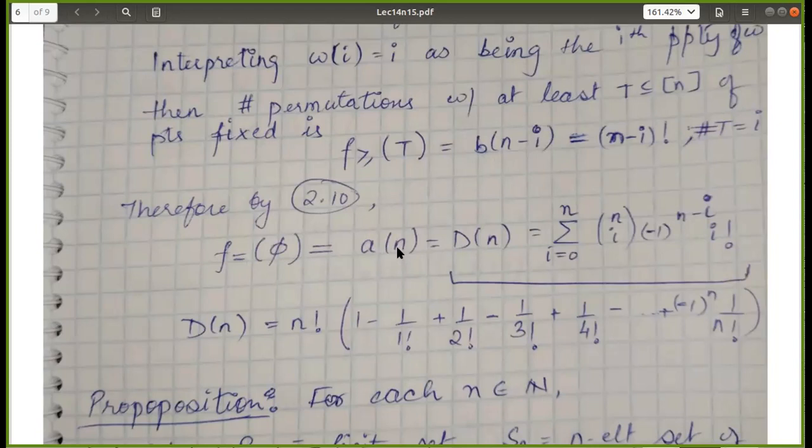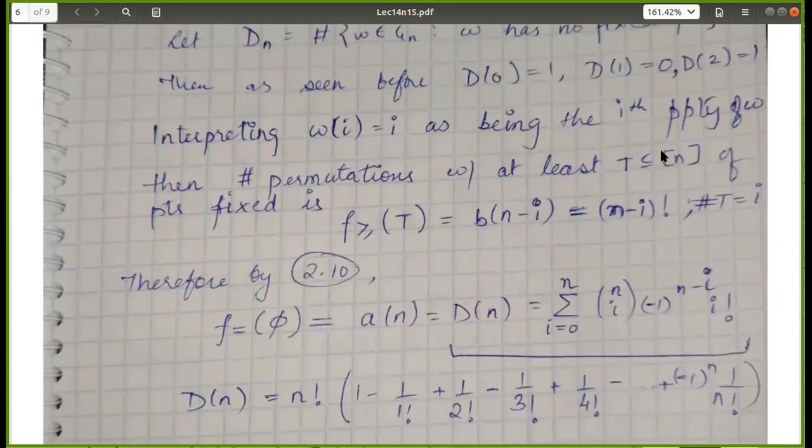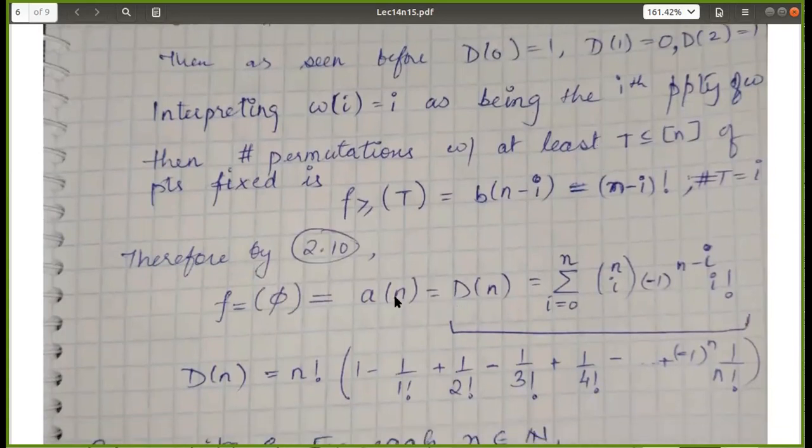So this counts the number when no property is satisfied. This is what we need. So this A_n is the D_n. So D_n from the equation 2.10 turns out to be the summation i running from 0 to n, n choose i, minus 1 raised to i, times (n minus i) factorial. And this can be manipulated by multiplying and dividing by n factorial throughout. You get n factorial times 1 minus 1 upon 1 factorial plus 1 upon 2 factorial minus 1 upon 3 factorial and so on.